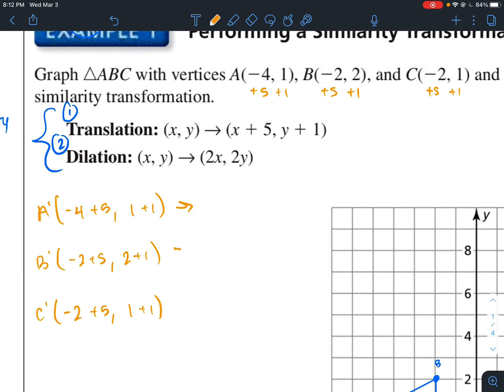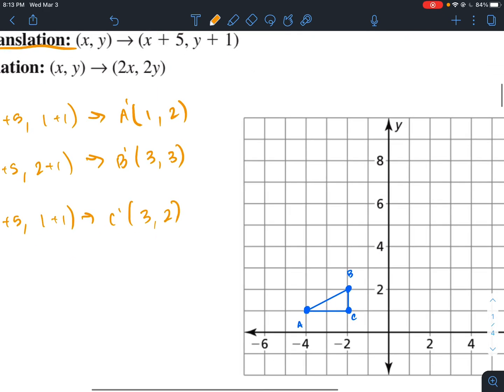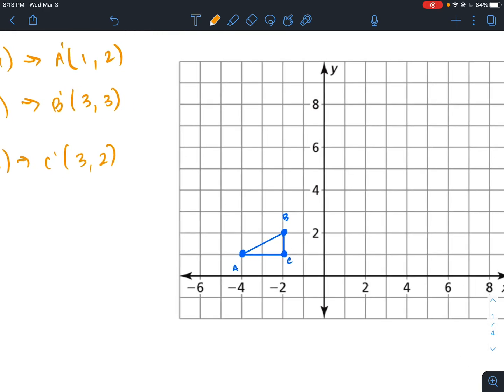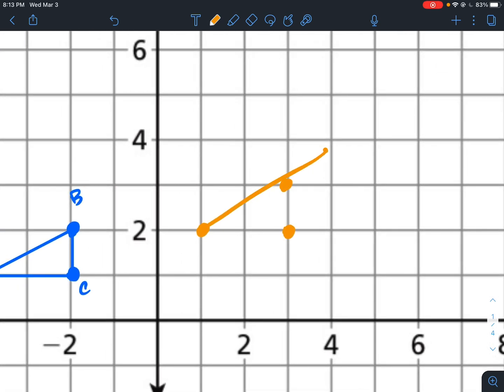So A prime after the translation will be at the point 1, comma 2. B prime will be at the point 3, comma 3. C prime will be at the point 3, comma 2. Let's graph these. At 1, comma 2, at 3, comma 3, and 3, comma 2. These are the new points A, B, and C.